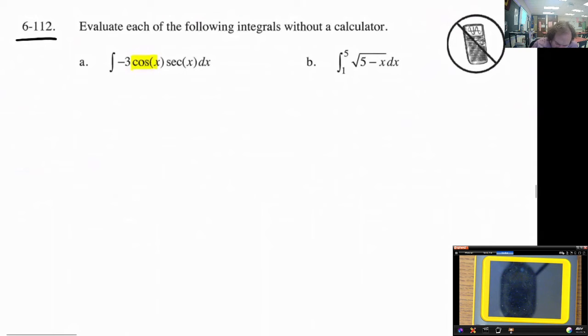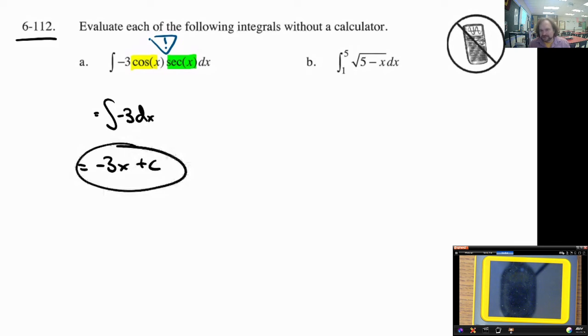Cosine and secant. That's got to be jumping out at you as a kind of alarm situation, because cosine times secant is literally cosine times 1 over cosine. Those are going to cancel out. They're reciprocals of each other. So this problem is actually just the integral of negative 3 dx, or in other words, the area under the curve of the horizontal line negative 3, which is just going to be negative 3 times the length, which is negative 3x. So the antiderivative here is negative 3x plus c, and that's all there is to that problem, honestly.